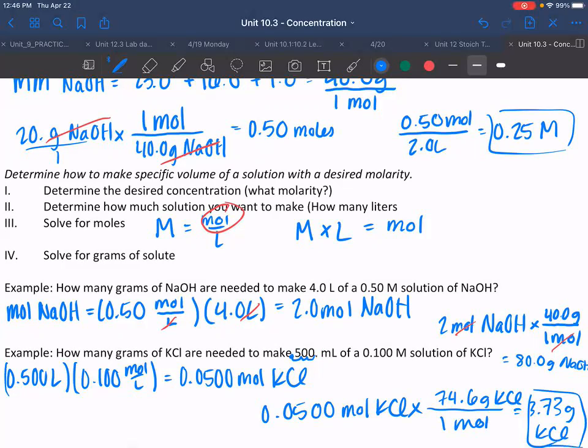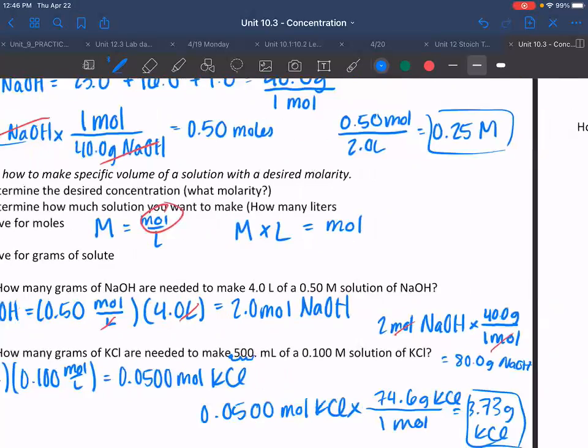Any questions here? Yeah, go ahead. So that 1 mole, sig figs in conversion factors do not affect the sig figs of your answer. Good question though. Any other questions? Okay, next page.